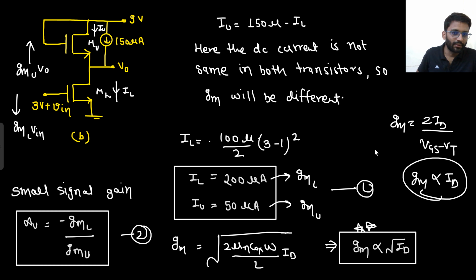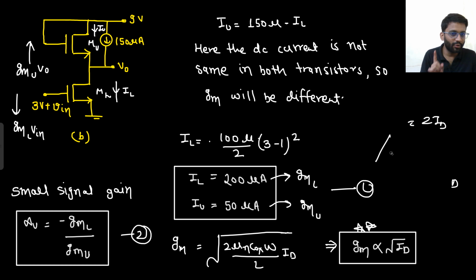Why is it wrong? Because you don't know the value of VGS. VGS is not constant. For this one VGS is 3, for the other VGS can be different. For the upper one, the VGS value can be different. You only know the value of gate potential, you don't know the value of source potential. Here VGS is 3, who knows, VGS may be 6 here. So VGS can be different, so you can't say GM is proportional to ID.